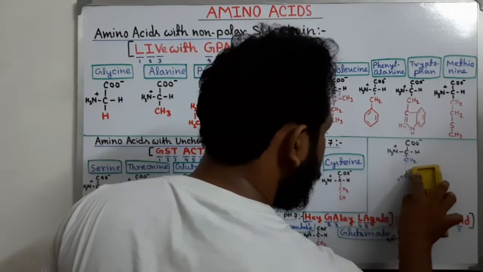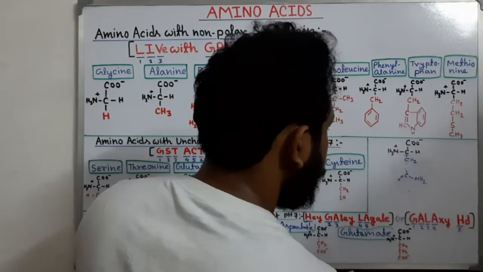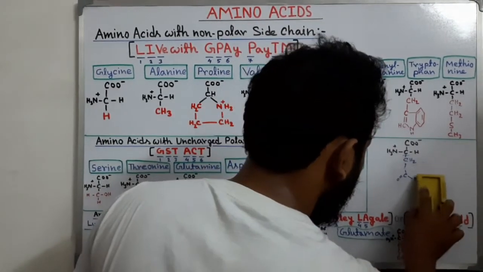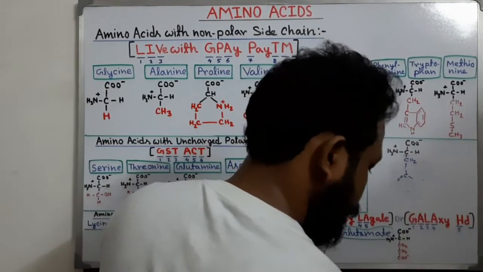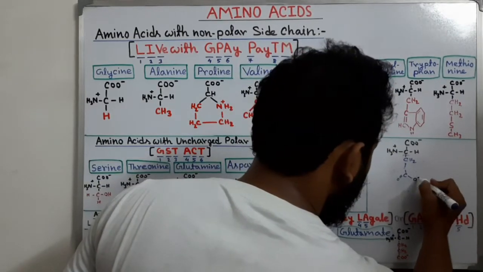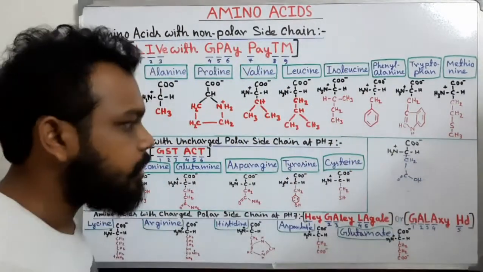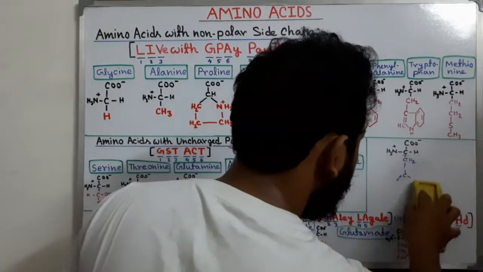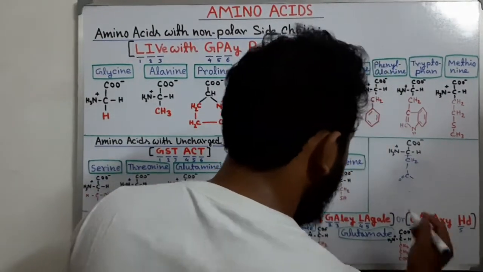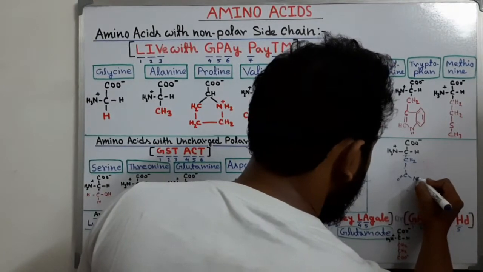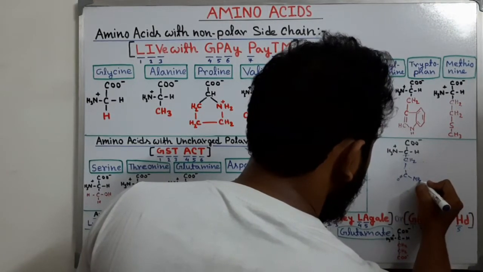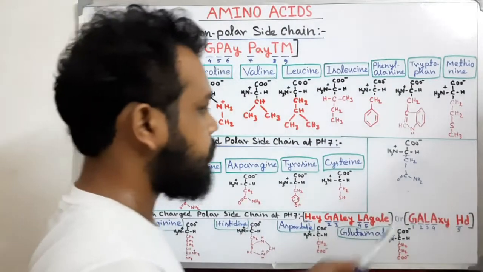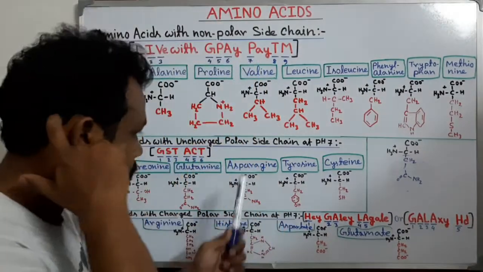Same in asparagine, we first make the aspartate structure, that is this one. This is the aspartate structure, and we remove this wedge group and in its place add NH2. So this is the structure of asparagine.